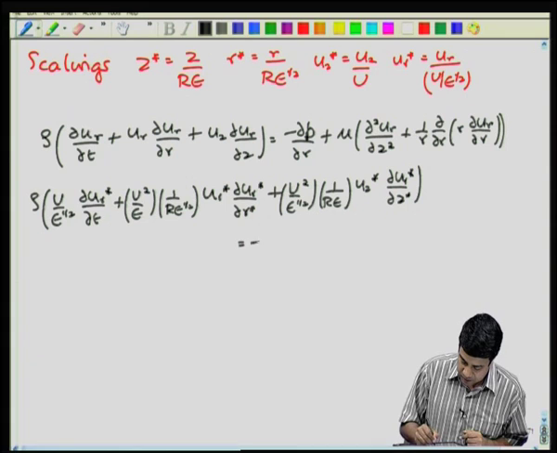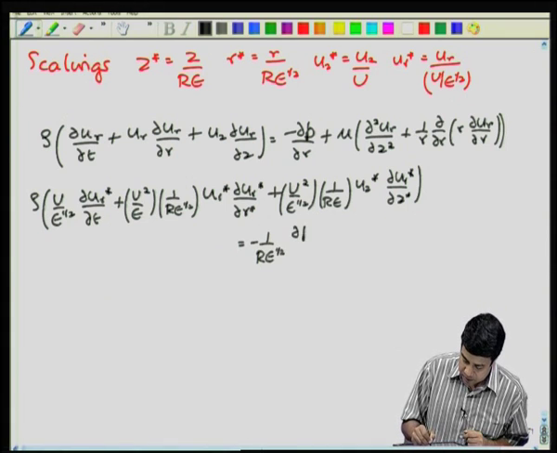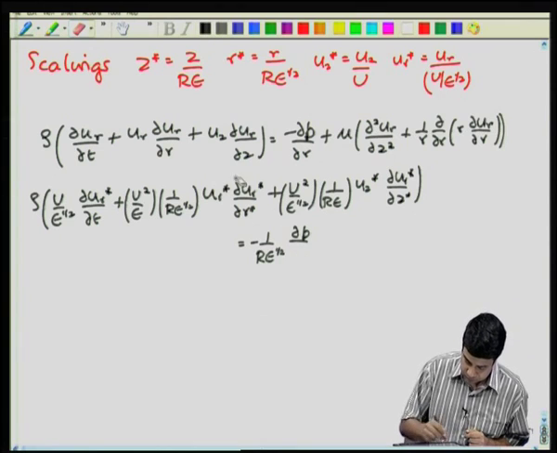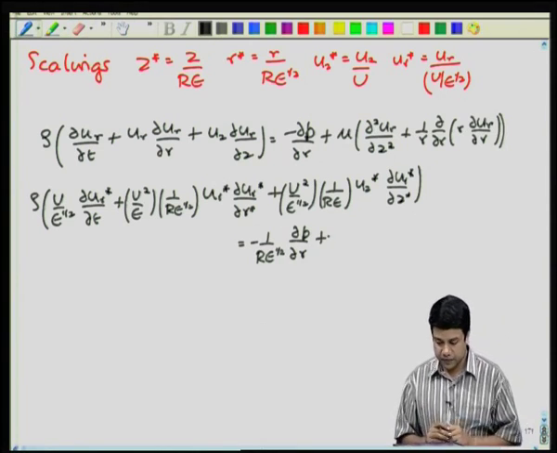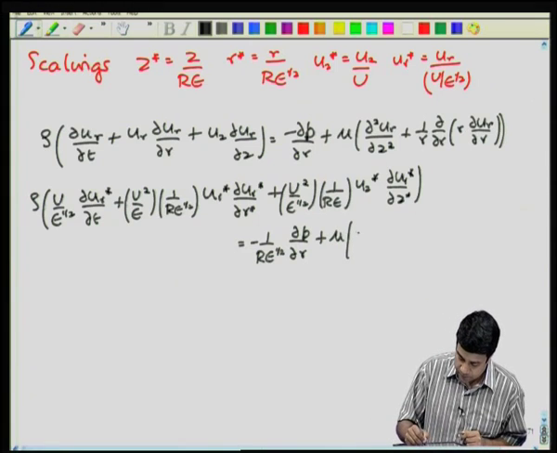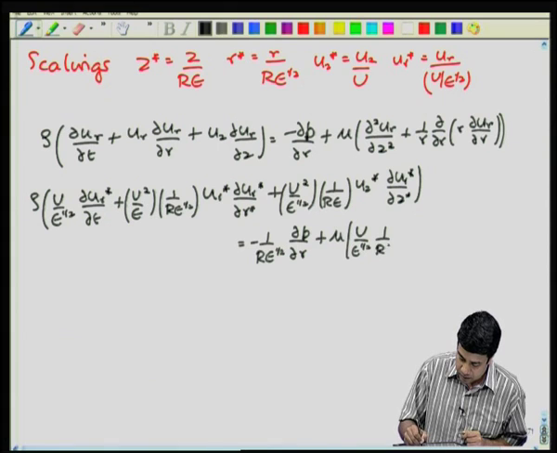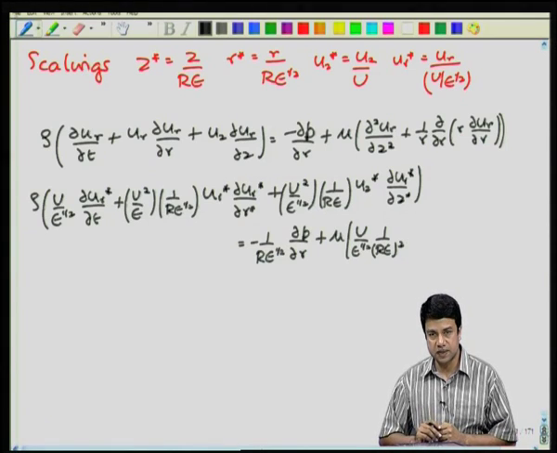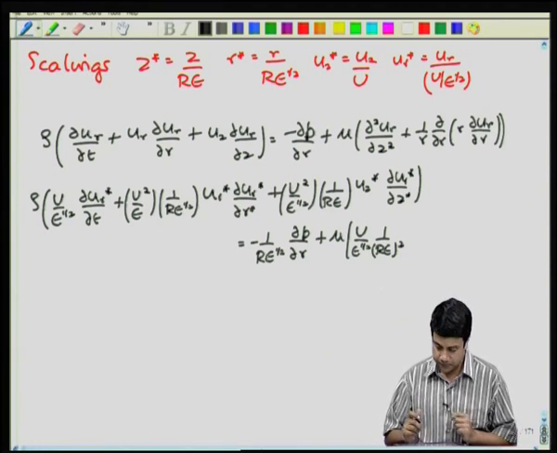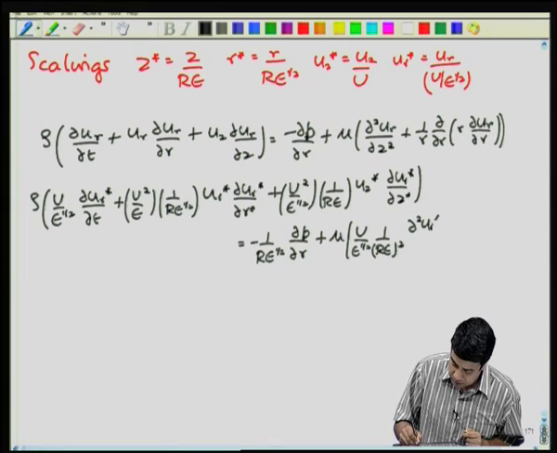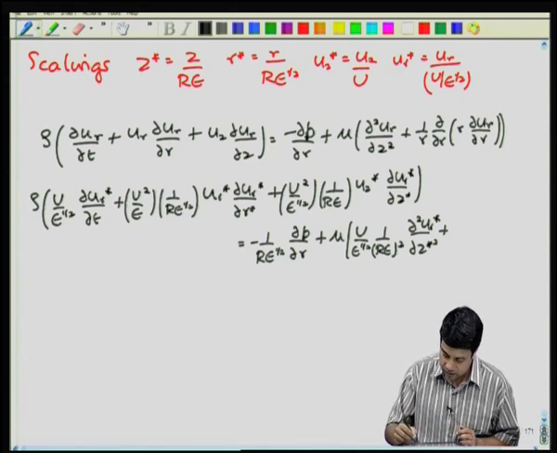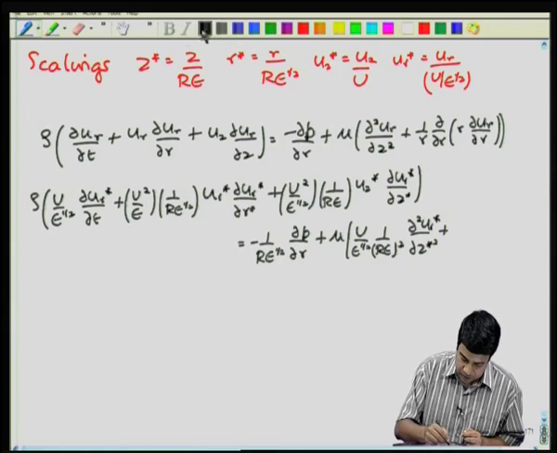Okay. So, this is equal to minus 1 by R epsilon to the power half partial p by partial r plus the viscosity into u by epsilon to the power half, 1 by R epsilon the whole square. D square by dz square is 1 over R epsilon the whole square times partial by partial z star square, because there are 2 z's in the denominator. Okay. So, this is partial square u r by partial z square plus in the second term I have 1 u in the numerator and 2 r's in the denominator.